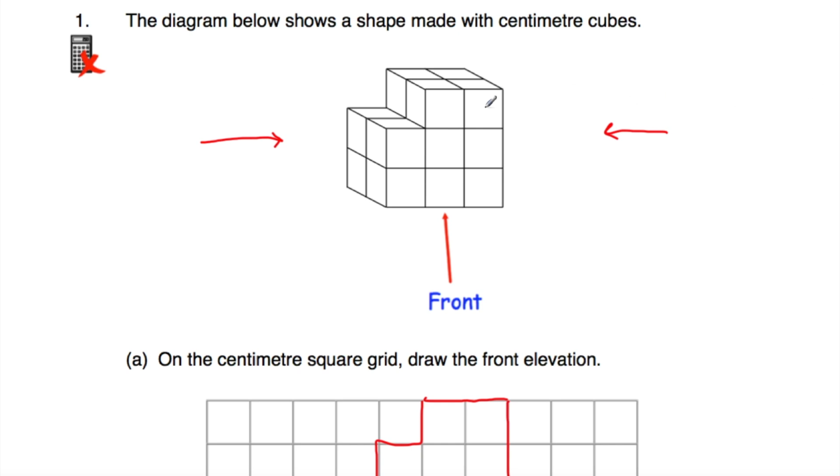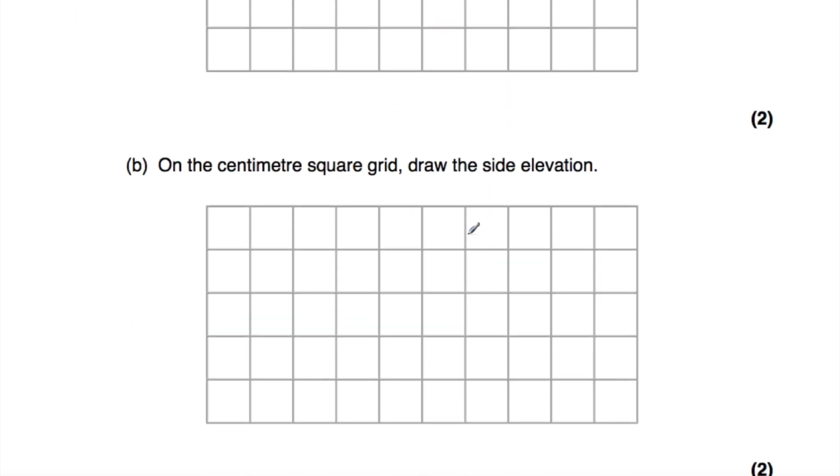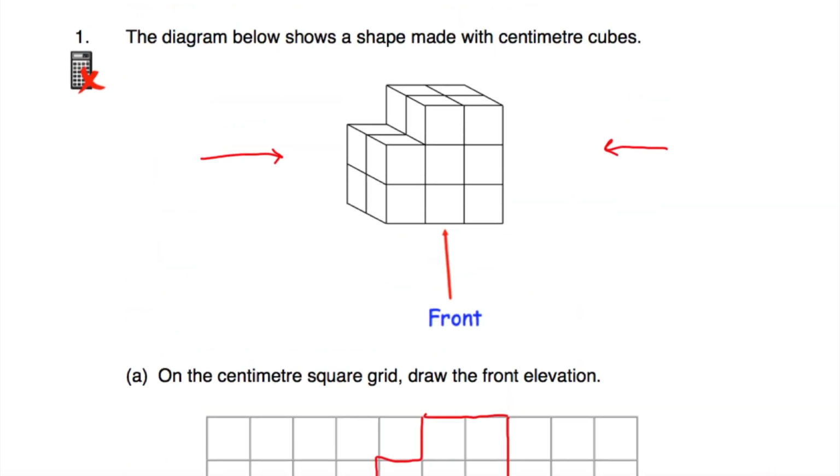So I'm going to draw the view from this side first of all. It would look something like this, where you're going 2 across, 3 up, and 2 across, like so. So that's the side elevation from that side.